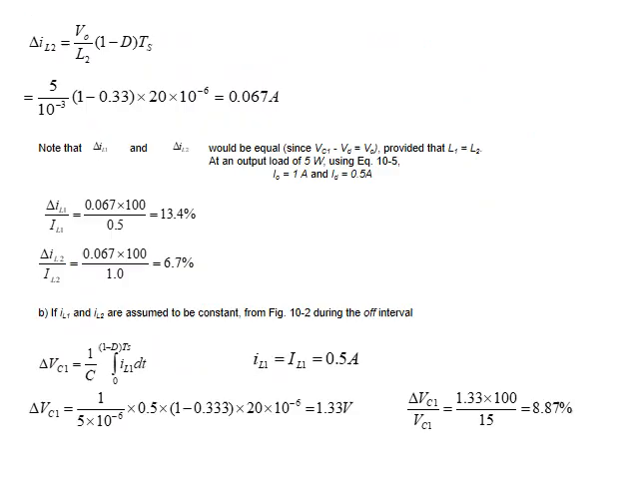Let's go to delta IL2. Also, I have the formula: output voltage over L2 times T off. I have all these values. Substituting, I got the same current.